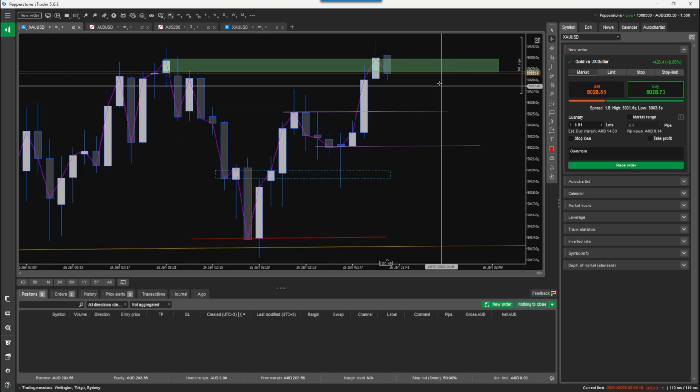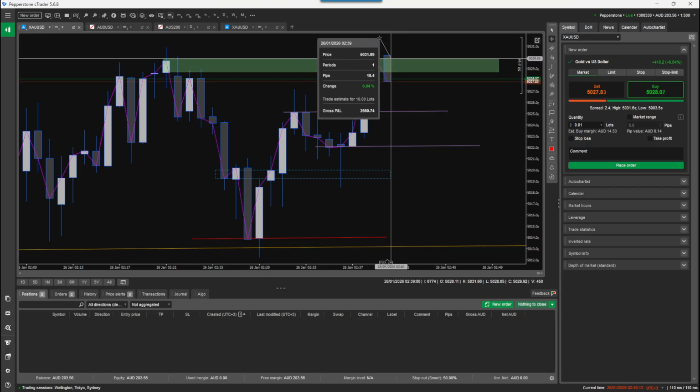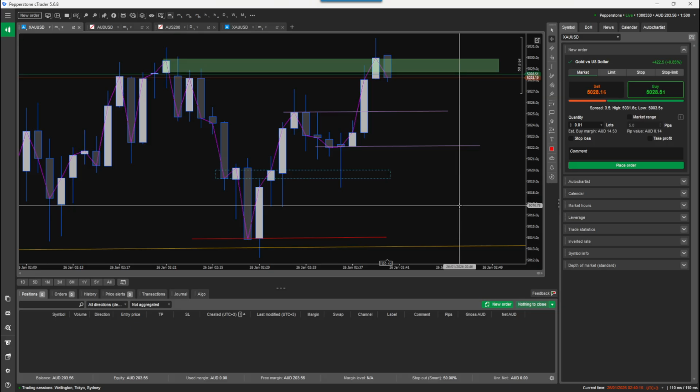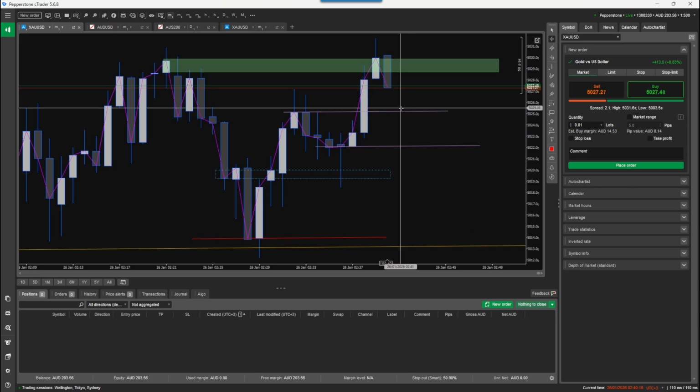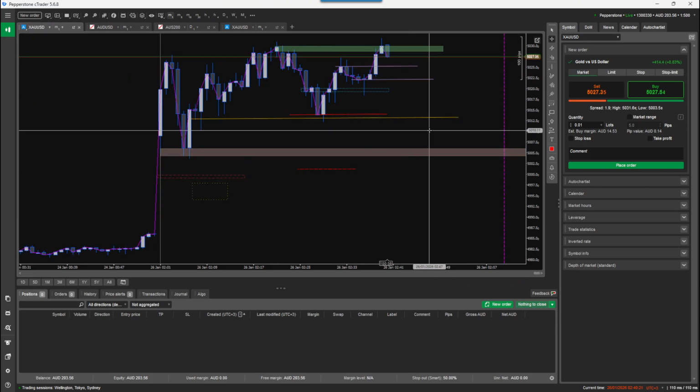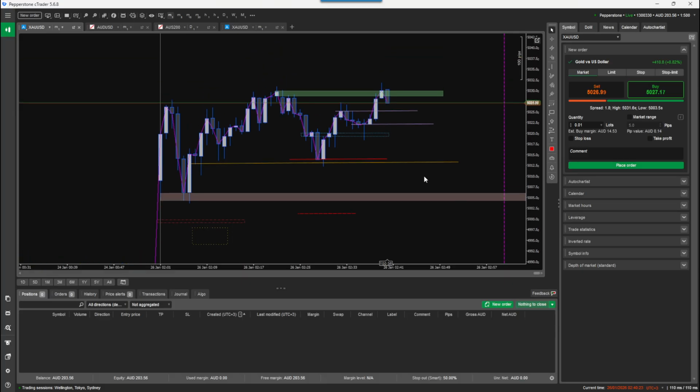So breaking above that green box, just that wick, is an 18 pip. So sort of expecting it to come back into this zone in here. And then if it holds, we go long.